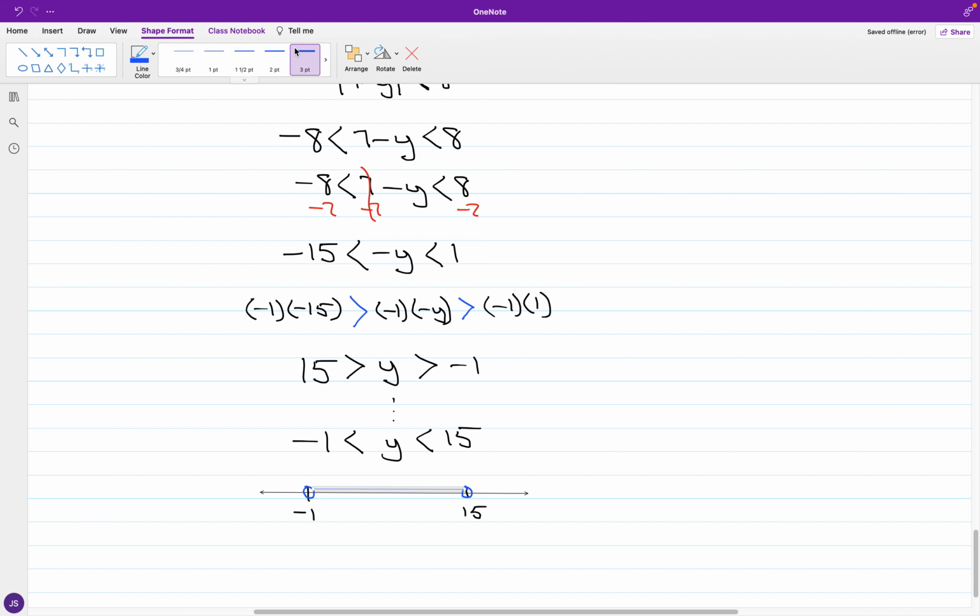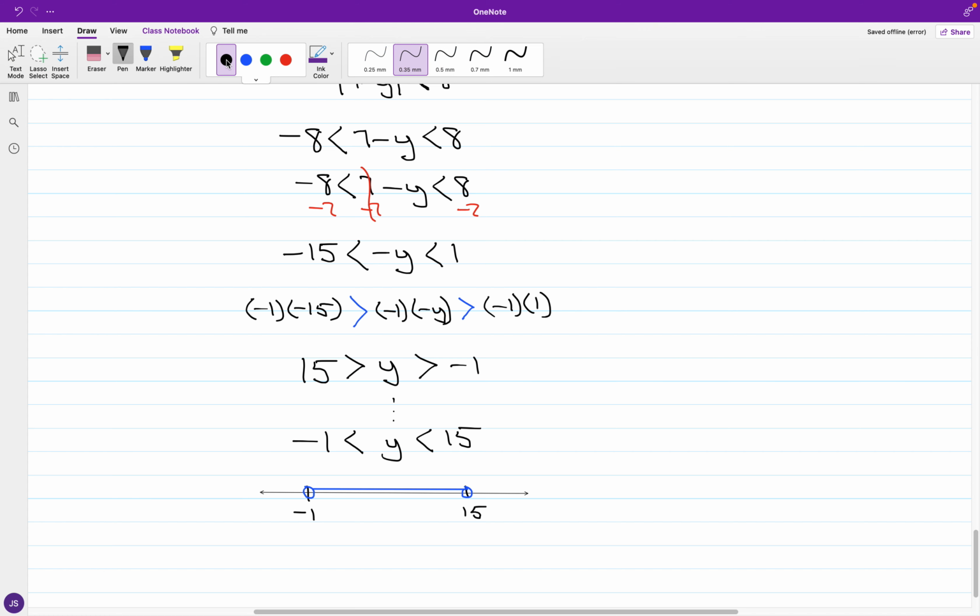So you have a line segment. And just going ahead and putting it in terms of the interval solution, between negative 1 and 15, neither negative 1 nor 15 will be included. So the solution will be with the exclusive use of parentheses.